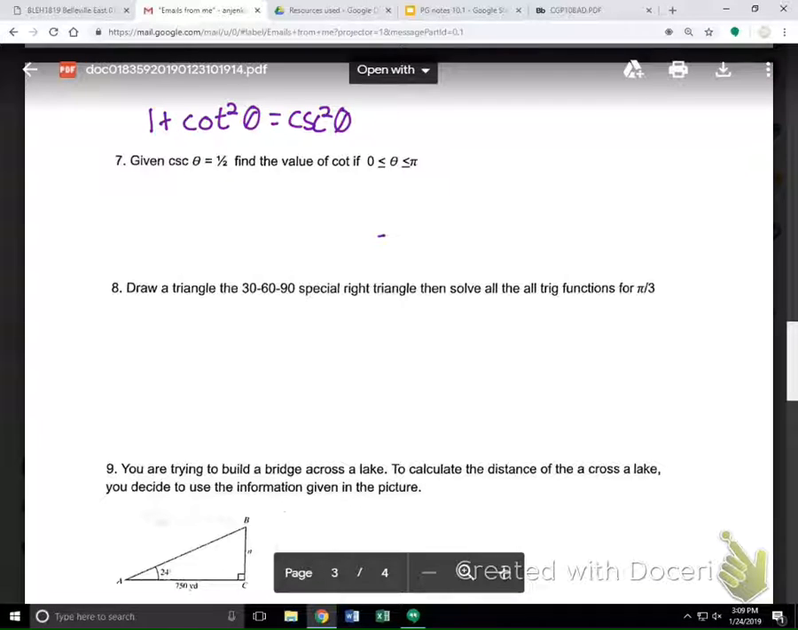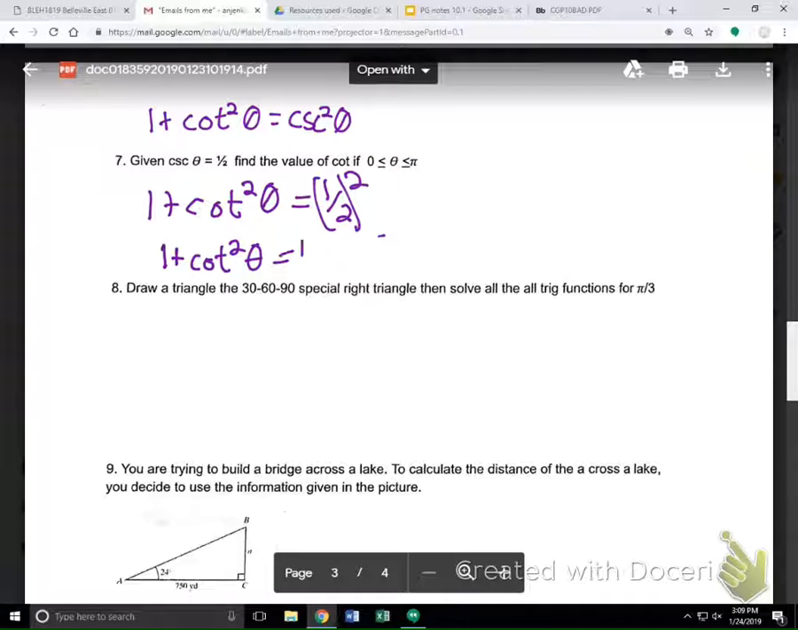squared theta. In this situation, I am looking for the value of cotangent in our first quadrant. We know that cosecant is 1/2, so I can substitute that in. I have 1 plus cotangent squared of theta equals 1/2 squared. This gives me 1 plus cotangent squared theta equals 1/4. We've got to subtract 1 from both sides. I end up with cotangent squared theta equals 1/4 minus 1, which is 1/4 minus 4 over 4.